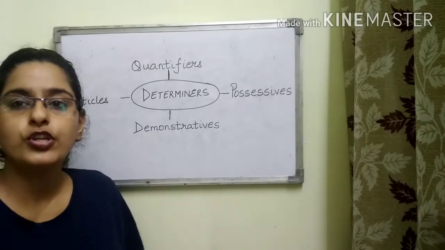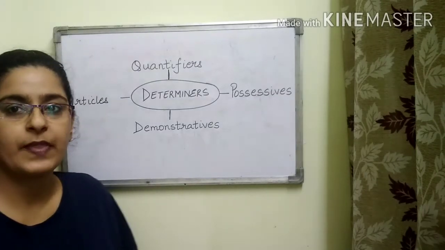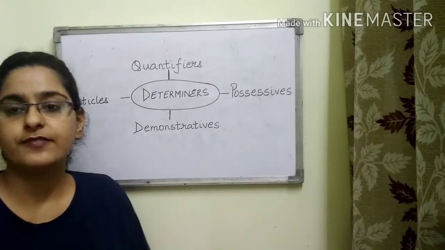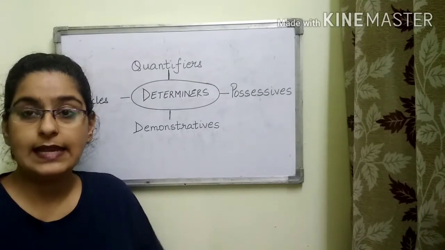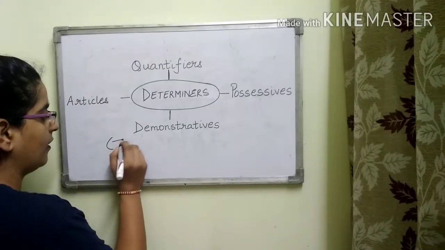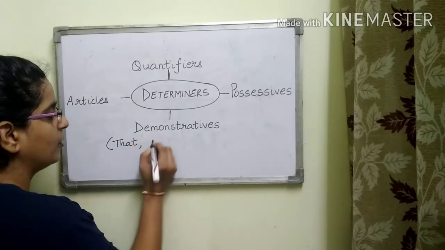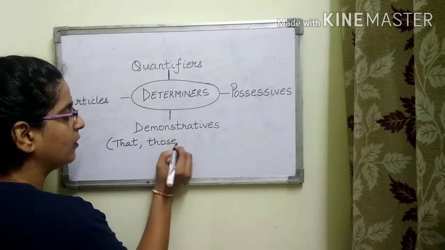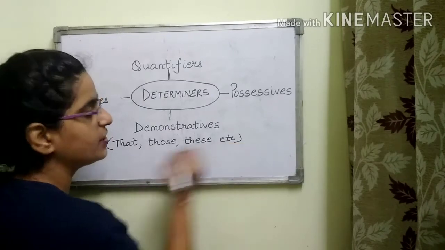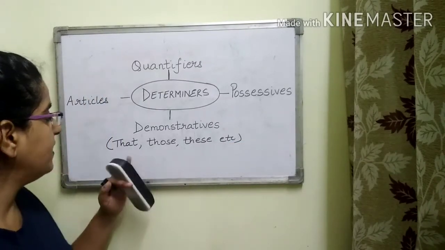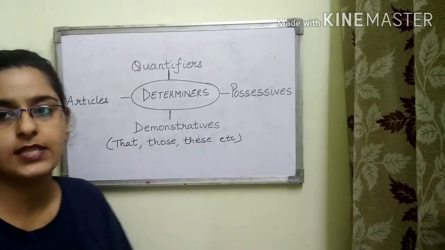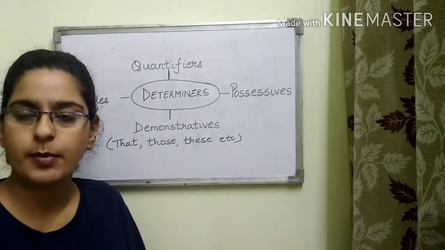Now, moving on to our next classification, we'll start anti-clockwise. So this is demonstratives. Now what are demonstratives? Demonstratives are words like this, that, those, these, etc. Now when we see these words, what is a common thing that we can understand about them?